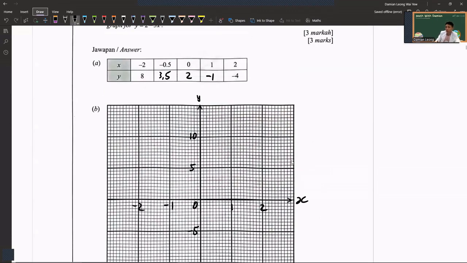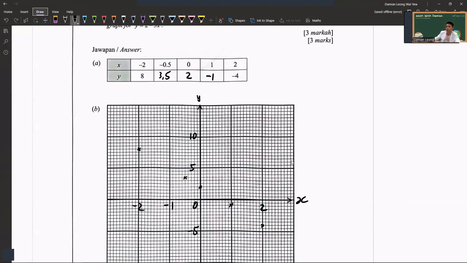So plot the points, 8. So 10 small boxes is 5, means each small box is 0.5. So 9, 8 here. 3.5 at negative 0.5, 3.5 here. Sorry, here. 0 is 2, 1 is negative 1, here. Then 2 is negative 4, here.